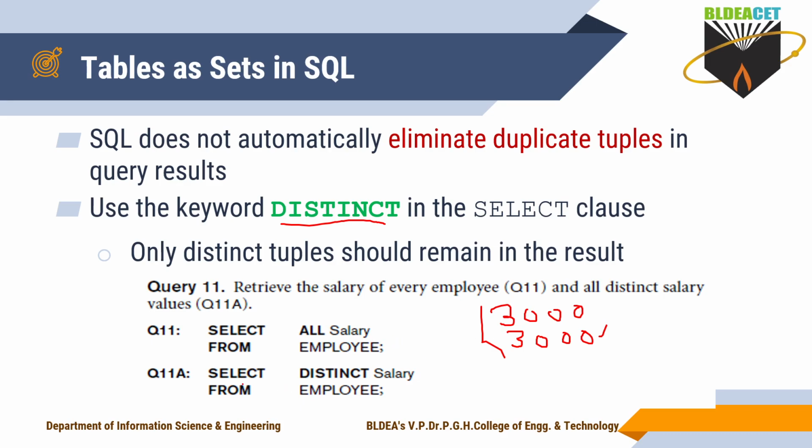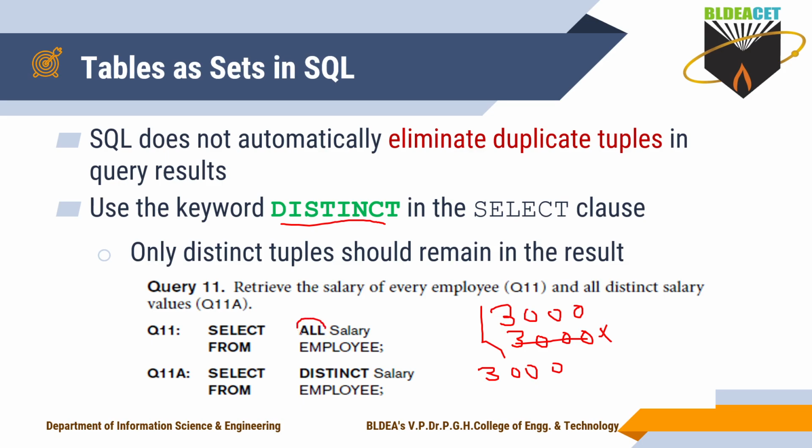So for example, if I use select distinct salary from employee, then instead of displaying 3000 twice, it displays it only once. It eliminates this duplicate tuple. Only once it is shown. That is what we call a distinct salary. Distinct salary means it removes the duplicate tuples if you use distinct.